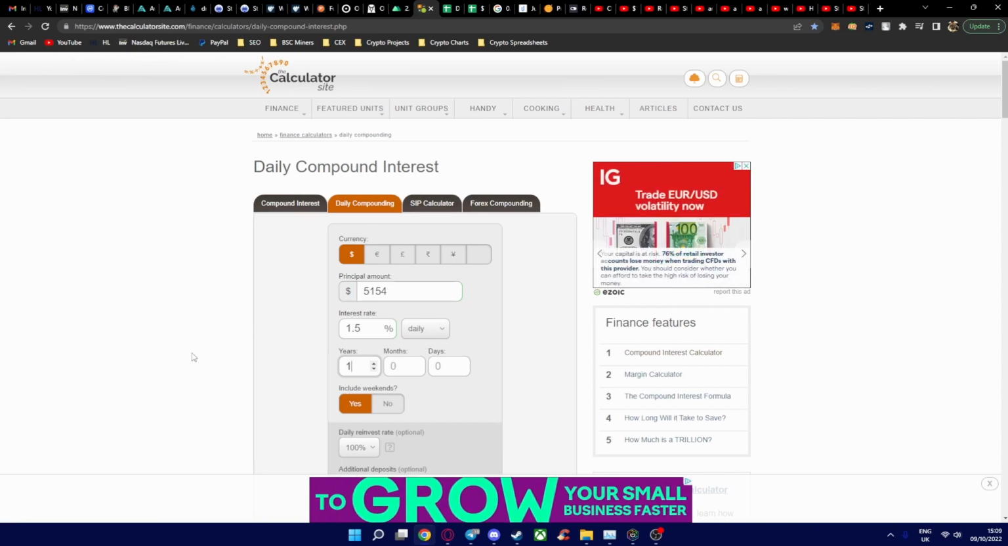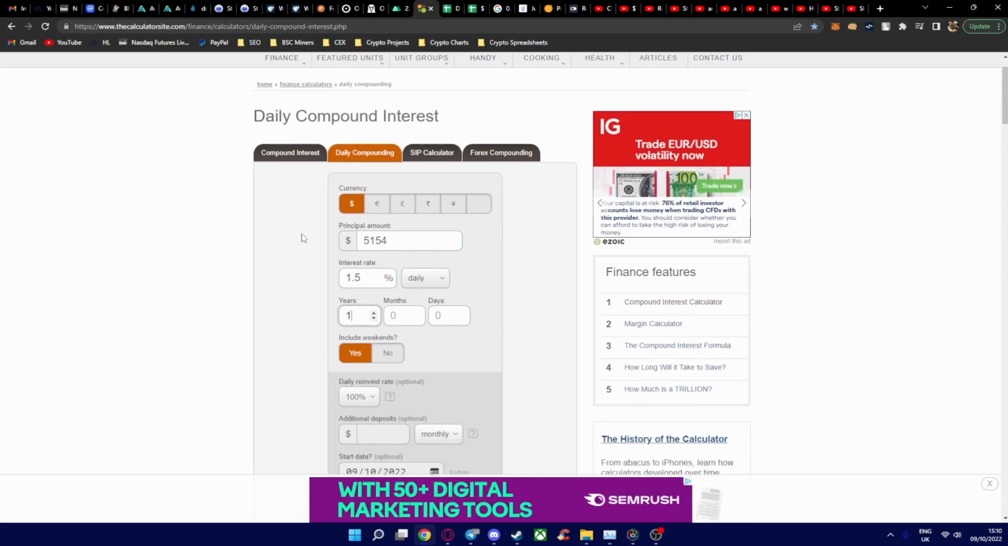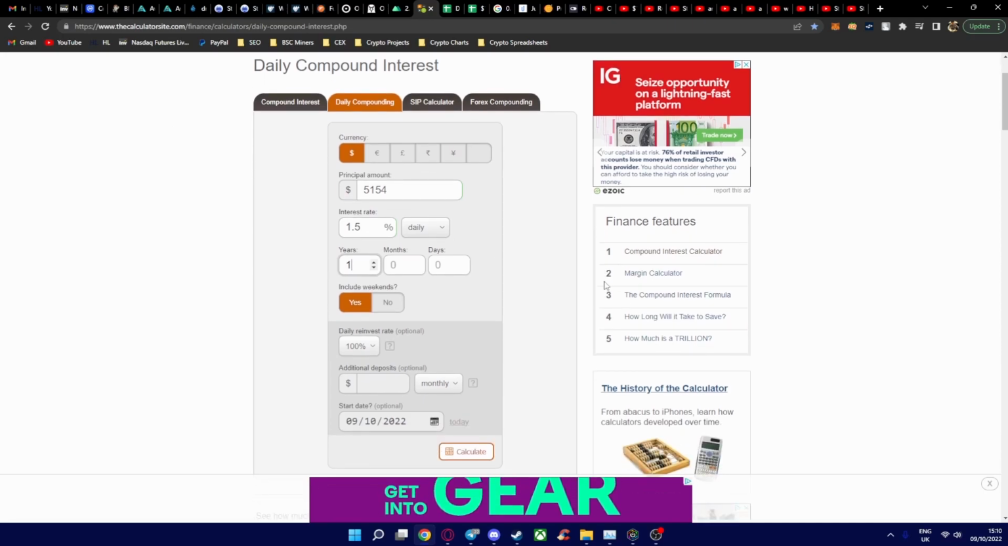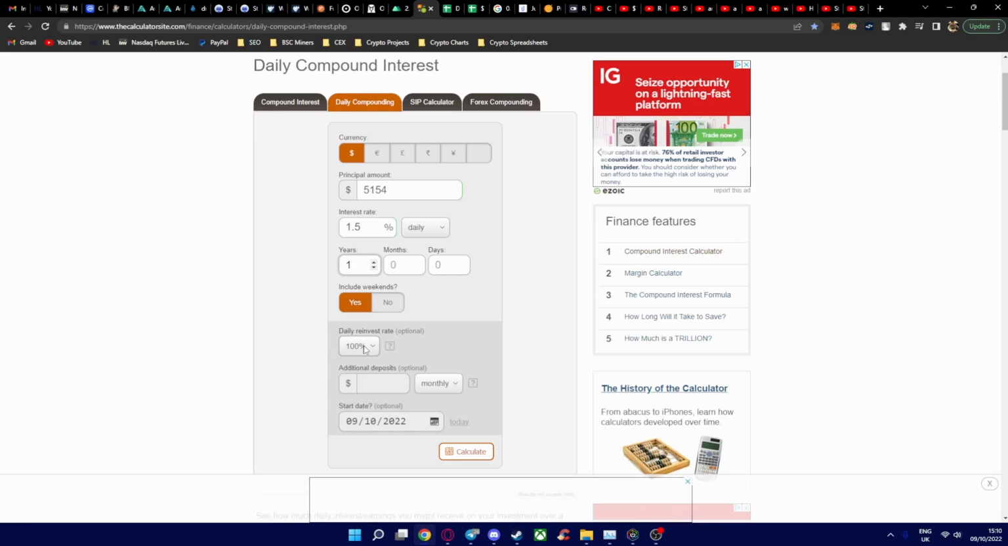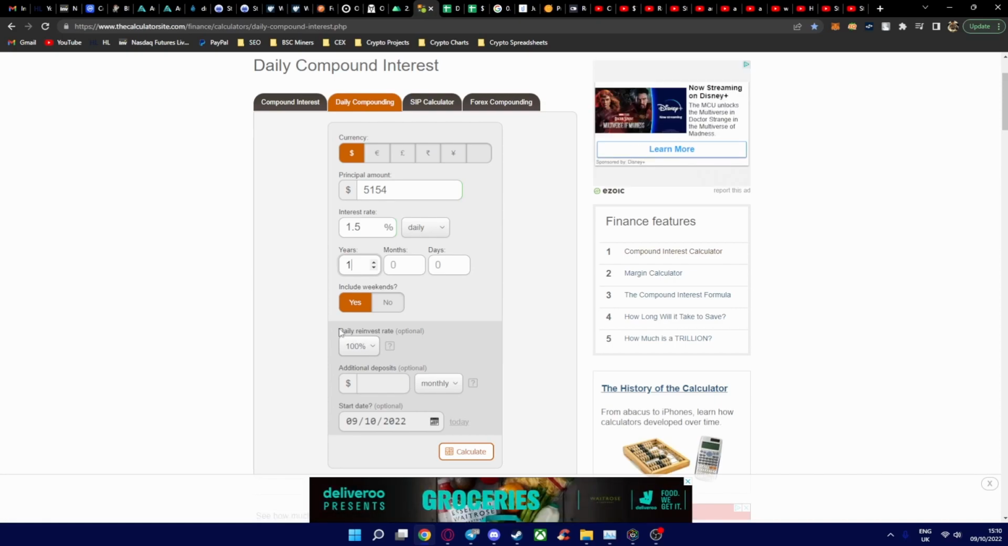I always do 1 year just so I can see all the numbers in all their glory over the months of compounding. So we are going to do principal amount, 1.5%, 1 year including weekends, yes, and daily reinvest rate 100%. That's taking into account that you're going to reinvest your rewards per day, your 1.5%, completely, so 100% of that. That's why I said to take into account the 3% fee of each deposit. You can put 1.445, I believe it is, but I'm sticking with 1.5.